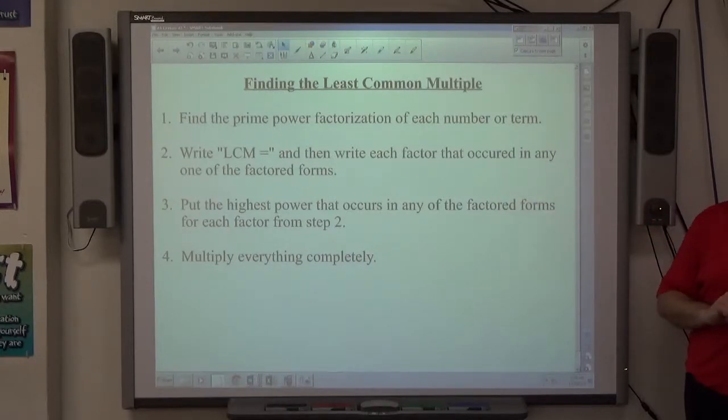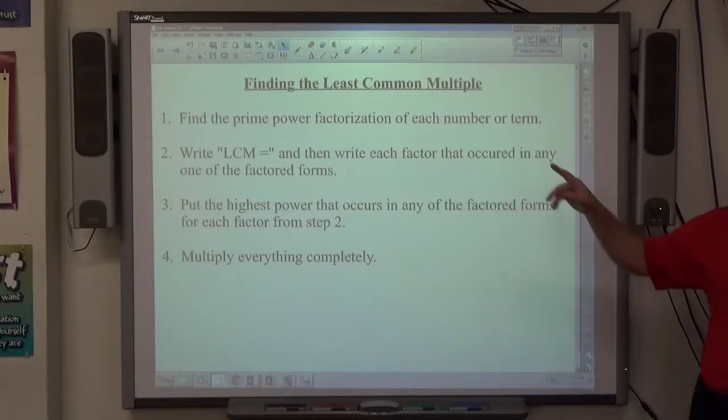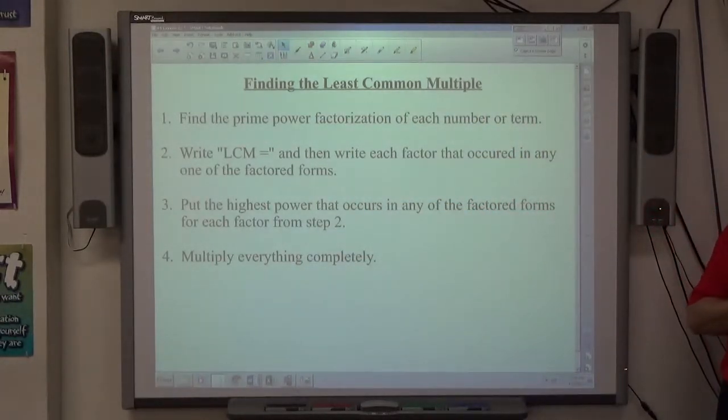Prime numbers that happen count. You put the highest power that occurs in any one of the factored forms from step 1. So if 2 is happening in several, and there's a 2 squared and a 2 to the 5th, 2 to the 5th counts. With greatest common factor, we take the smallest. With least common multiple, we take the highest, the greatest. And then multiply everything out completely.